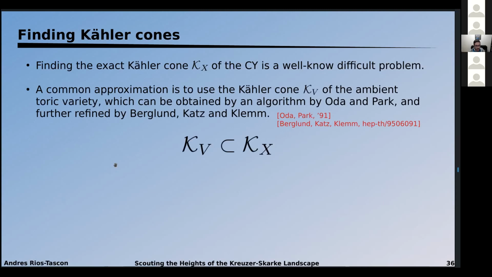A common approximation that is used is to use the Kähler cone K_V of the ambient variety, which is going to be contained in the Kähler cone of the Calabi-Yau. And this K_V can be obtained by well-known algorithms by Park, which were further refined by Berglund, Katz, and Klemm, and it can be done pretty quickly.